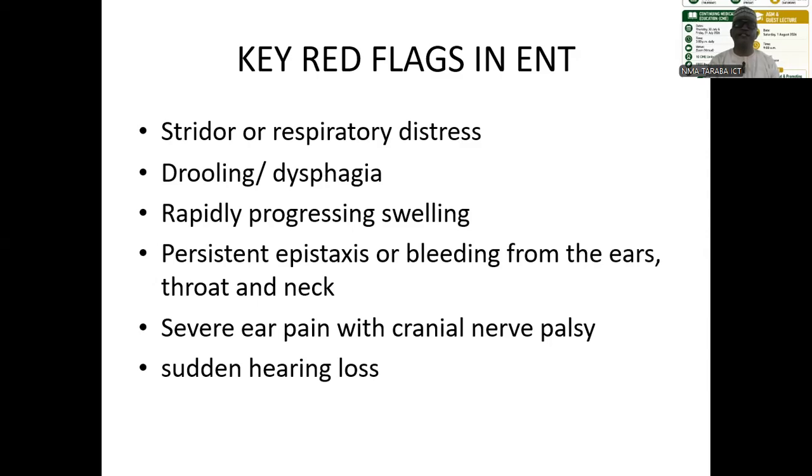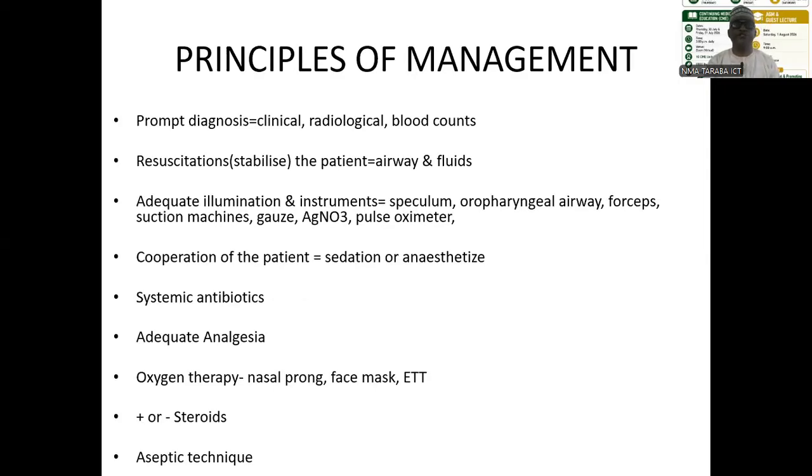in the neck that is increasing rapidly, persisting epistaxis, that's bleeding from the nose that is persisting, and also bleeding from the ears, throat, and neck, severe ear pain with some cranial nerve palsies, sudden hearing loss. These are symptoms and signs that need urgent attention. So when you see them in such patients, there is need to stabilize and refer immediately for definitive treatment.